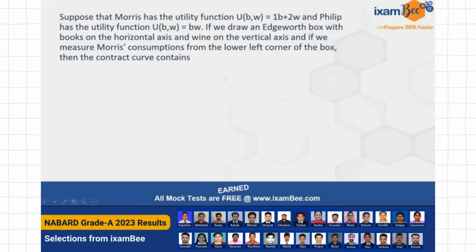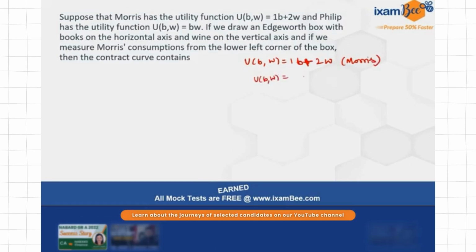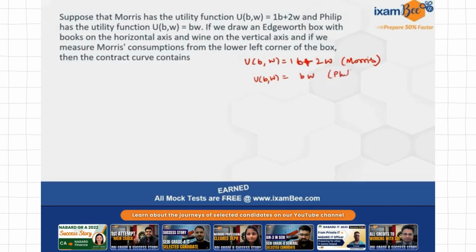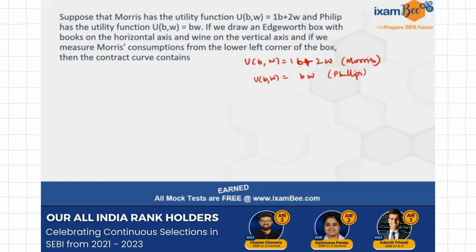So let's now try to solve this question as it's mentioned. Utility is given, which is 1B plus 2W. This is for Morris. And Philip's utility is given as BW. This is Philip's. There are two people, and they have these utility functions. B denotes books here and W denotes wine.